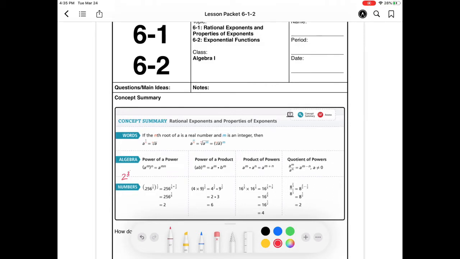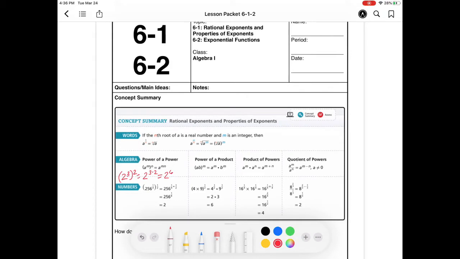So the first one, power of a power, is when you have a number raised to a power and that whole quantity is raised to another power. In that case, you're going to multiply the two exponents together. So in this example, I have 2 to the third power raised to the second power, which would mean it's 2 to the 3 times 2 power, or 2 to the 6th power. You can plug that into your calculator to see that the two quantities are exactly the same.